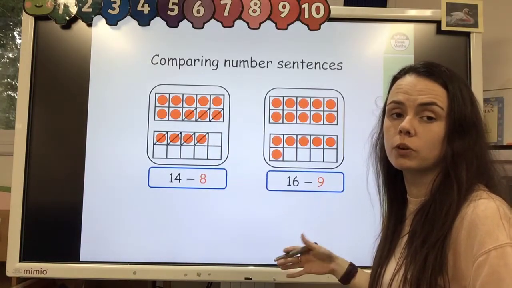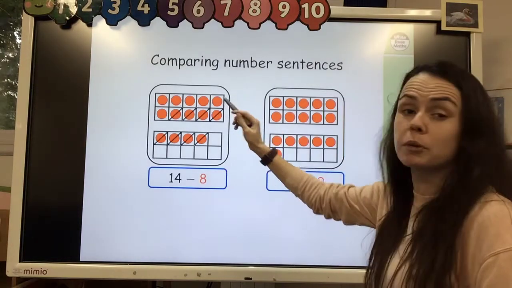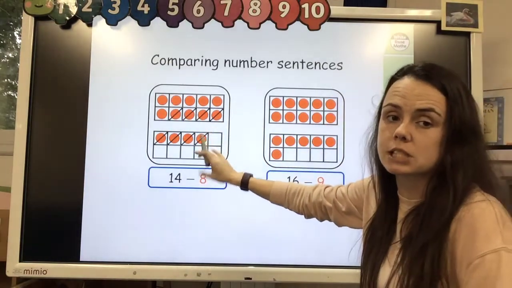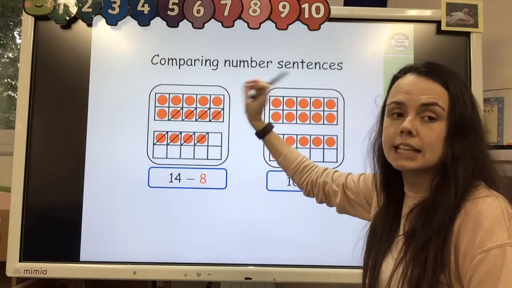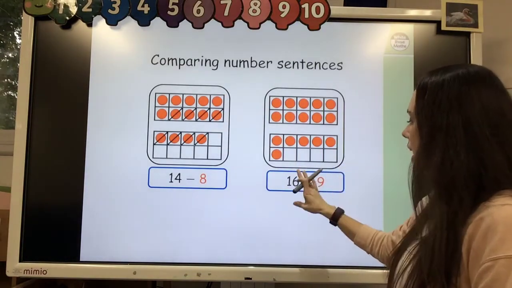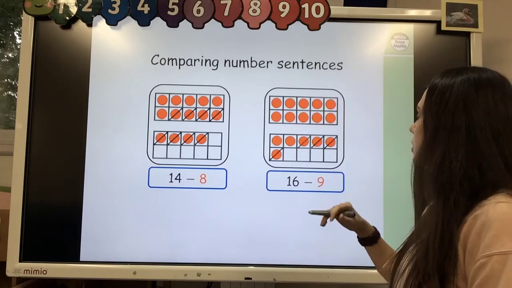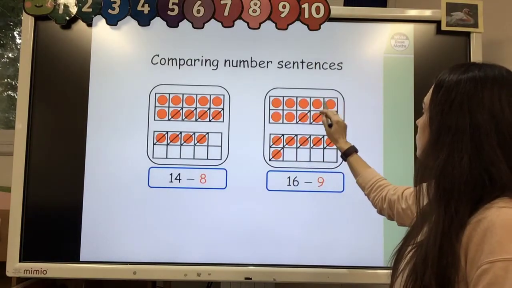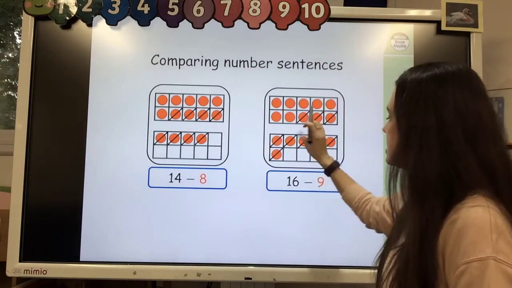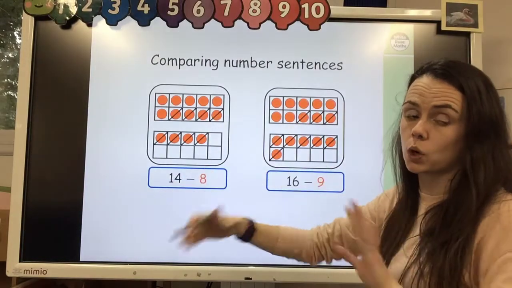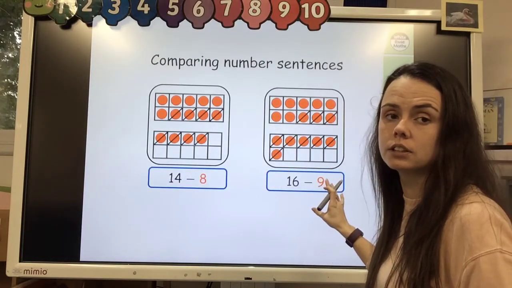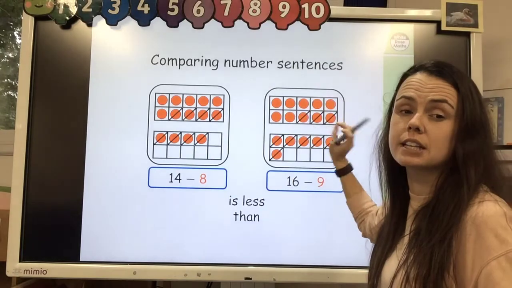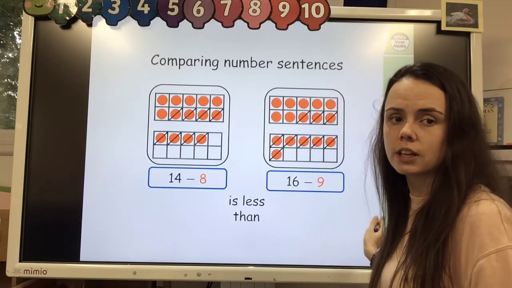So 1, 2, 3, 4, 5, 6, 7, 8. Right, done. So how many have we got here? 1, 2, 3, 4, 5, 6. So now we've only got 6. We had 14, we crossed out 8, now we've got 6. Let's do this side. So we have 16 and we need to take away 9. 4, 5, 6, 7, 8, 9. How many have we got left now? 1, 2, 3, 4, 5, 6, 7. So 6 and 7. Is 6 bigger than or smaller than 7? It's smaller than. Well done. So 6 is less than or smaller than 7. Well done. That was very tricky.